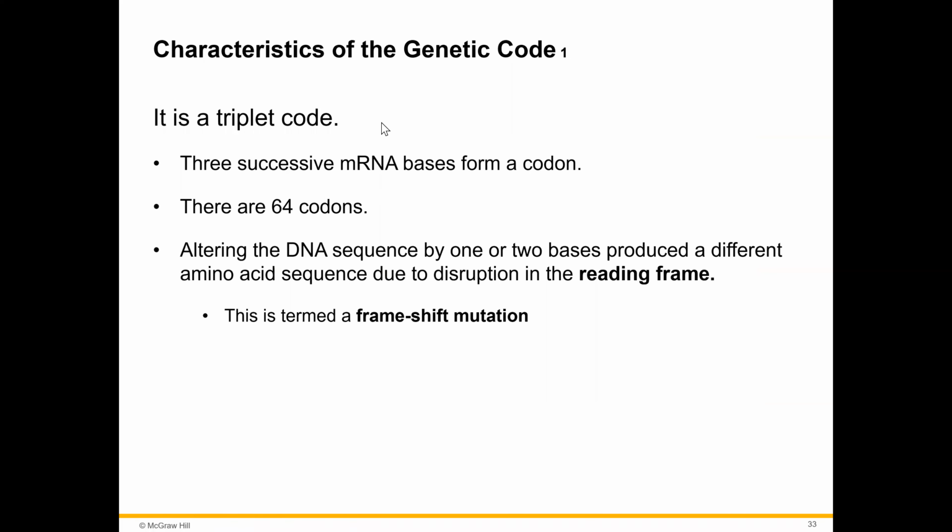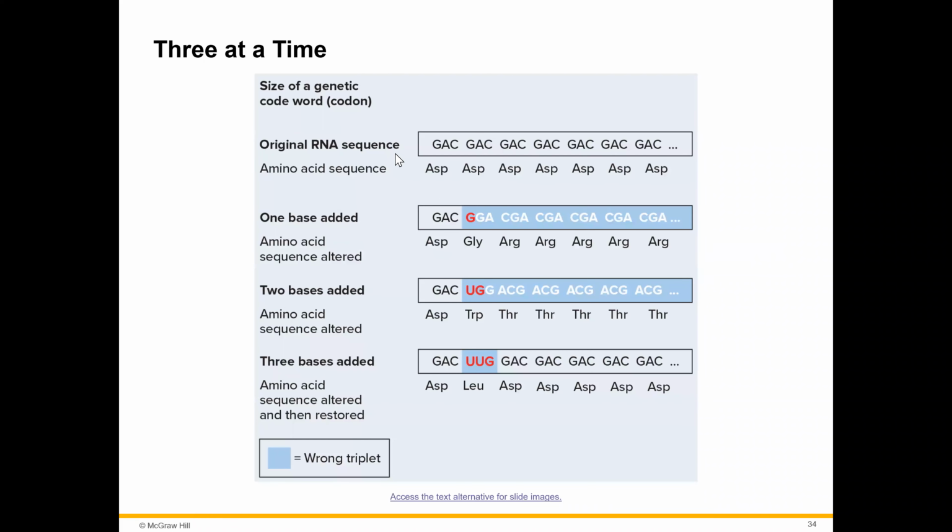The characteristic of the genetic code is that it's a triplet code. 3 successive mRNA bases form a codon. We have 64 codons. Altering the DNA sequence by 1 or 2 bases produces a different amino acid sequence due to disruption of the reading frame, and it's termed a frameshift mutation. So let's see exactly what it means.